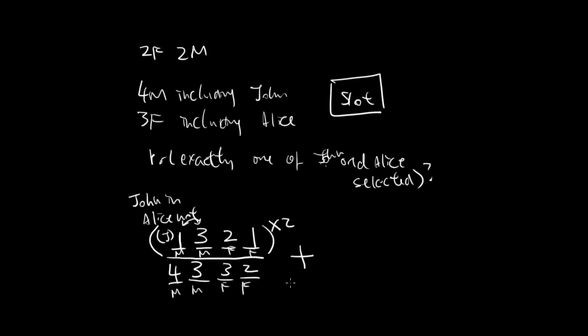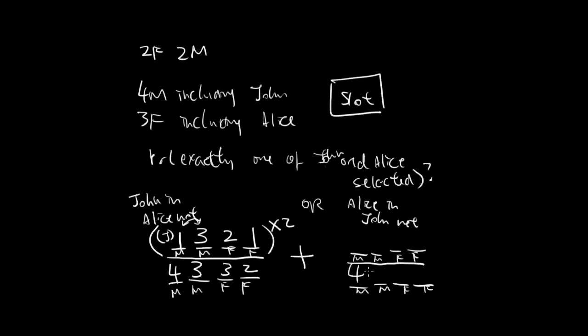And now we're going to add, because it's John in and Alice not, or Alice in and John not. Again, I'm just going to keep it consistent, so the first 2 are the male roles and the second 2 are the female roles. Again, the sample space is the same. You have 4 males, so 4 and 3 for the males, and then 3 and 2 for the females.